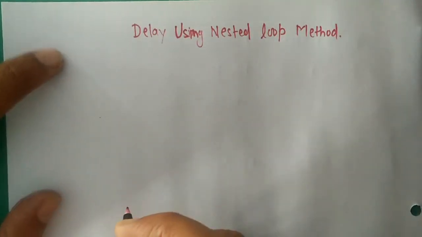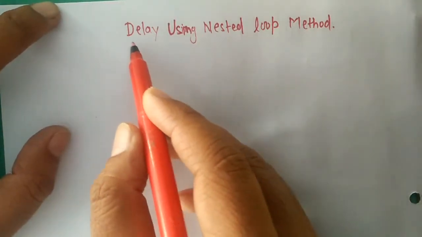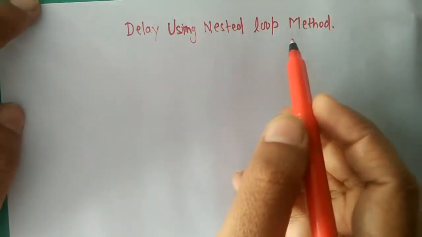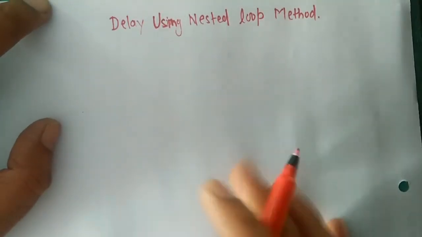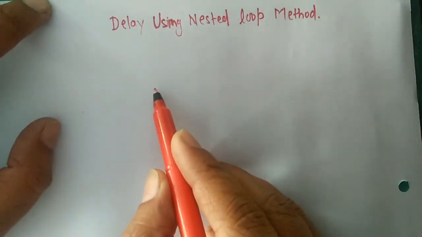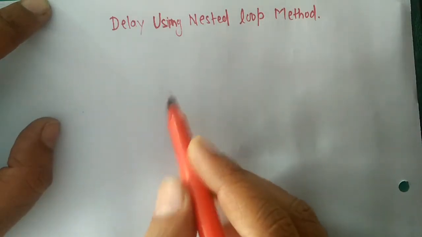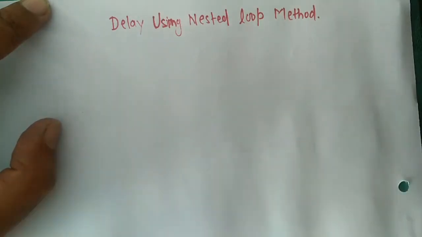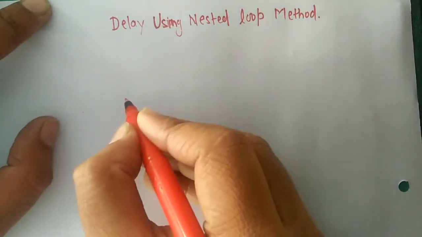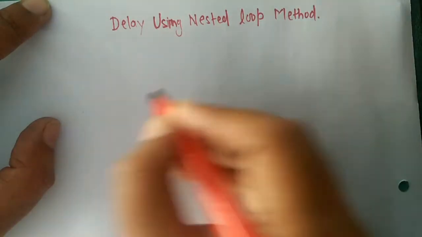Hello friends, in today's program we are going to write a delay using the nested loop method. In this method, basically, we are going to write instructions of a particular delay, and we will be repeating those instructions again and again in order to get a larger delay. So I am going to write a program for random delay generation.